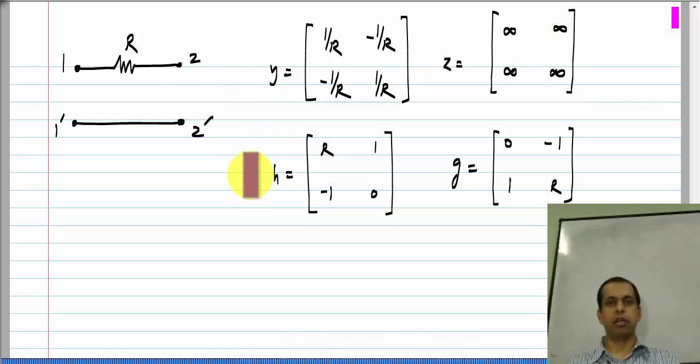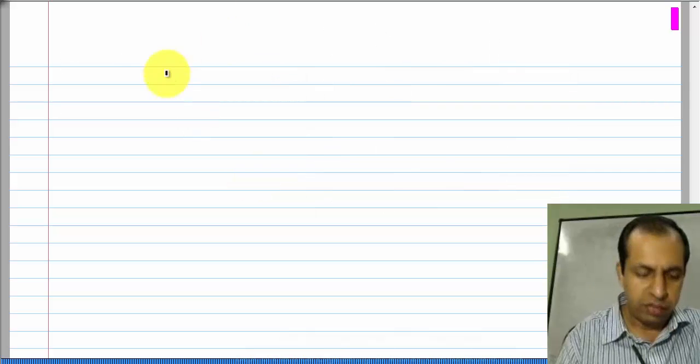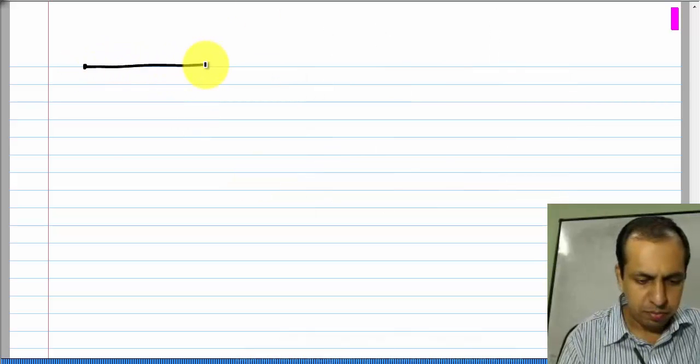So, for this particular circuit, we have y, h and g parameters which are well defined, but z parameters you cannot define. Okay. This is something like trying to measure the resistance of an open circuit, it will come out to infinity. Okay. And we can take another simple circuit.